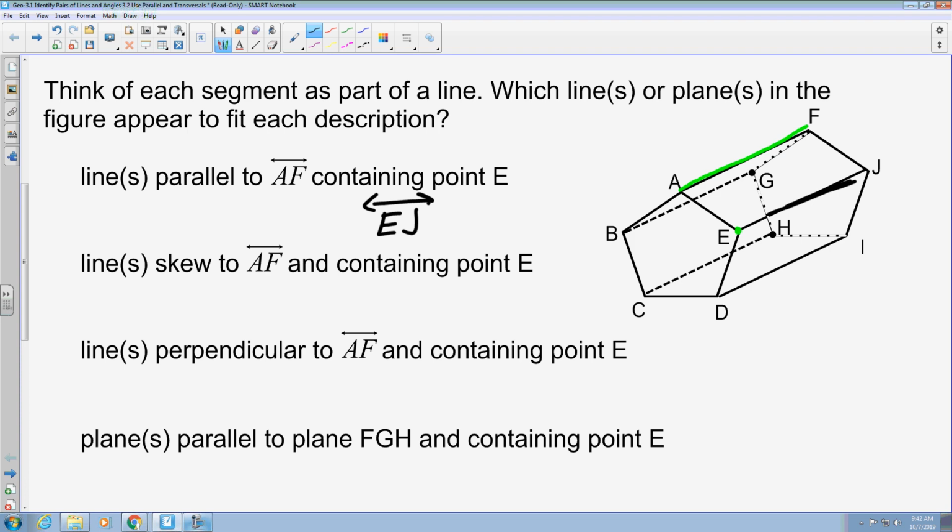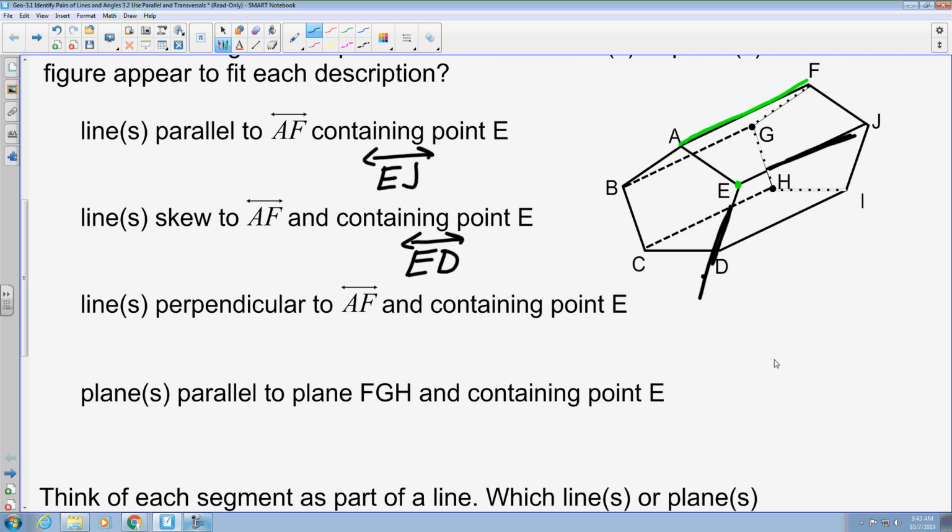Second one is a skew line to AF that also contains point E. In this case, it's going to be right here, so that's where line ED comes into play. It doesn't intersect AF, but it's also not on the same plane, so that's why we can say that. They want something that's perpendicular to AF, but also contains point E, so it would be this one right here. So it's going to be AE.